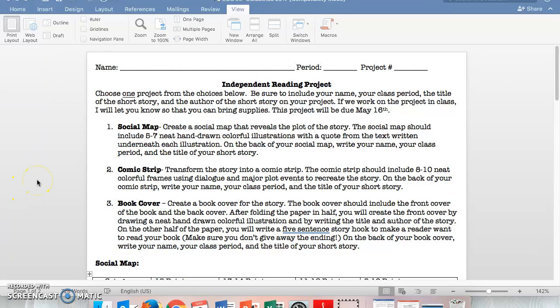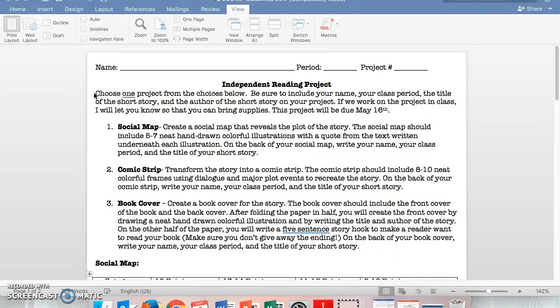Hey guys, I'm going to walk you through the Independent Reading Project guidelines, so just follow along with me as we go through and read it. The very top part says choose one project from the choices below. Be sure to include your name, your class period, the title of the short story, and the author of the short story on your project.